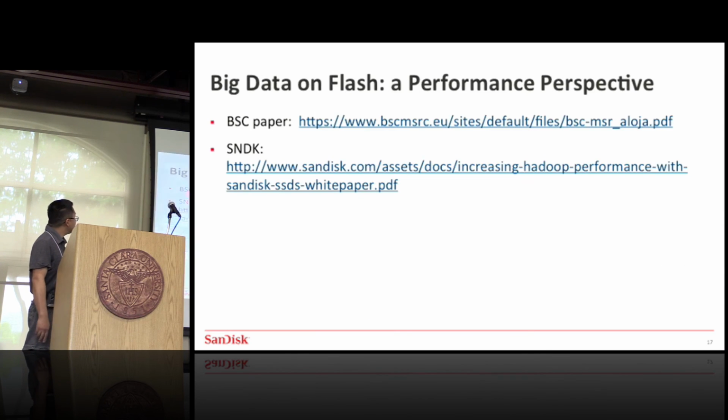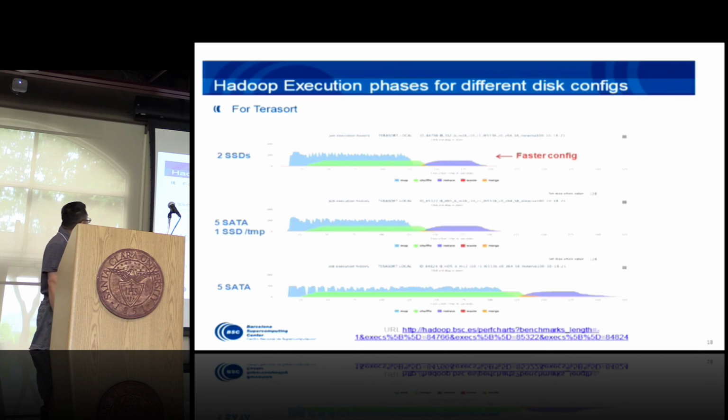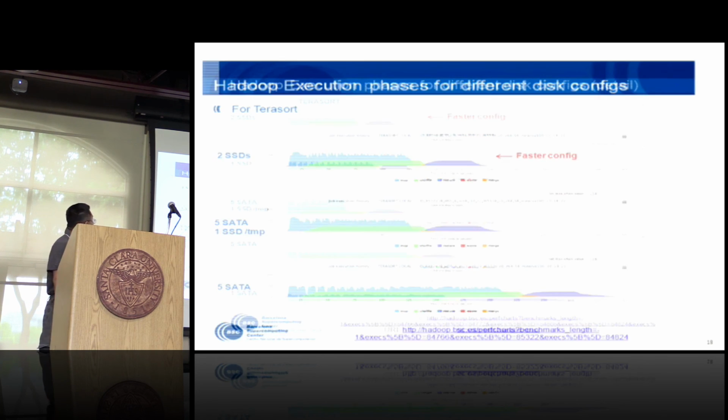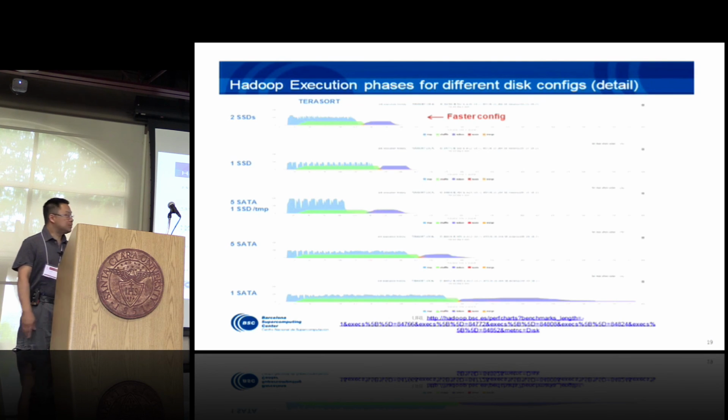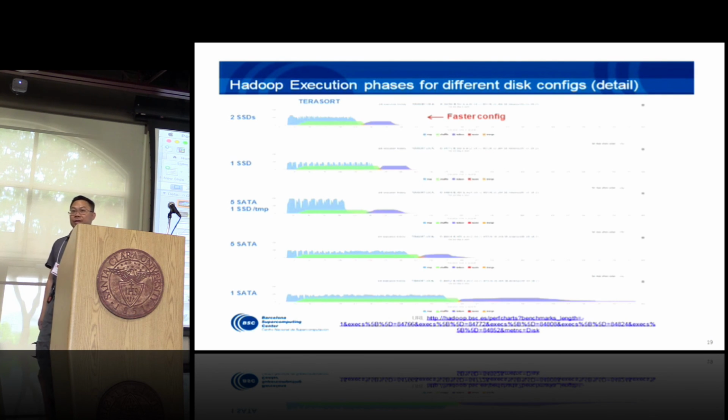And again, the rest of this, flash performance perspective, Barcelona Supercompute, Sandisk has some of the things, and these are 2 SSDs versus SATA plus SSD plus SATA drives only. And again, this will be available so you can take a look at it later.